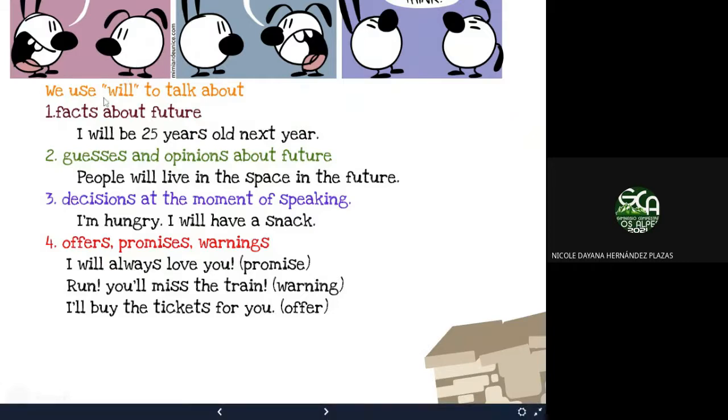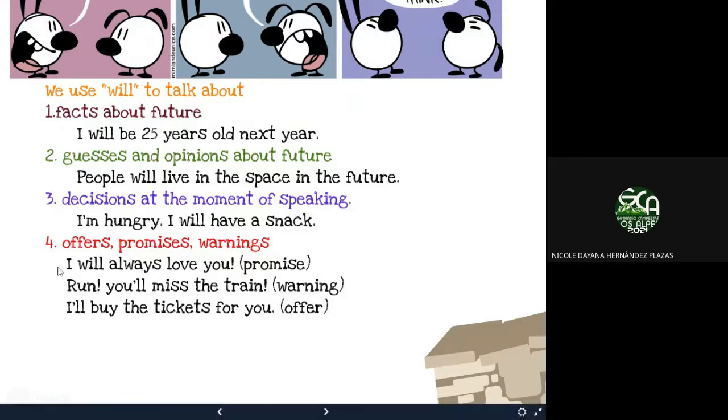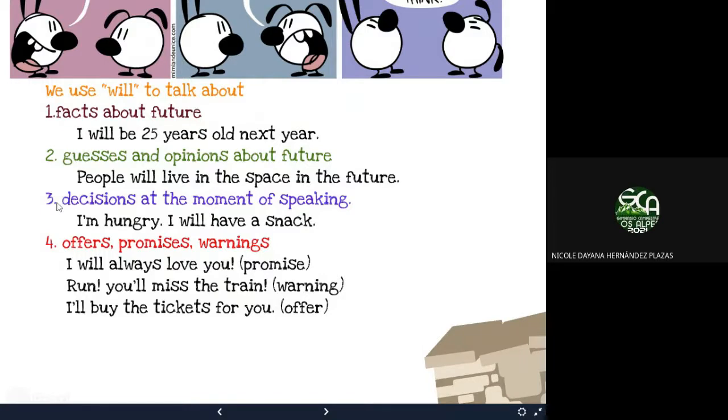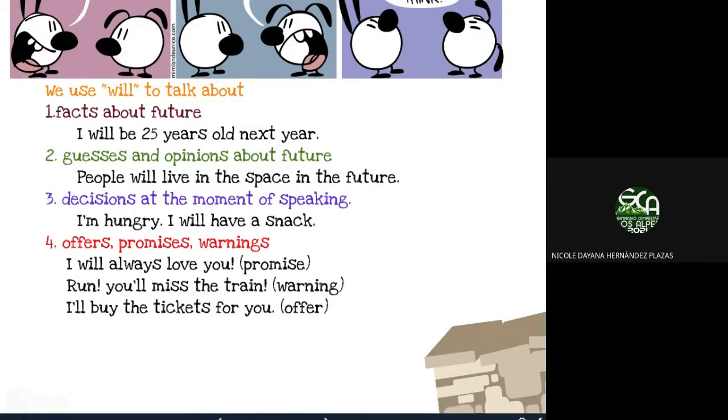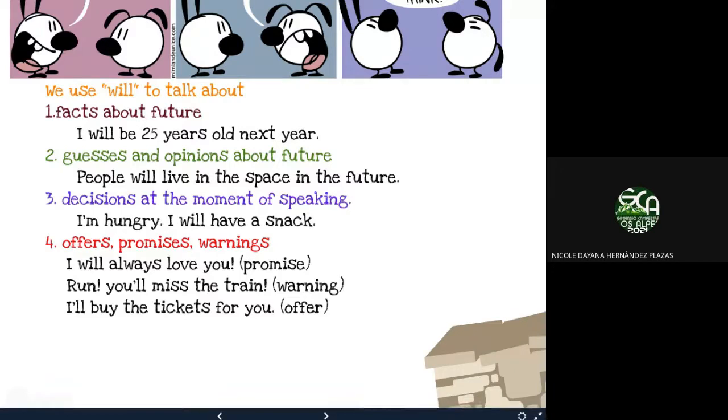Samuel, can you please help me reading this part, all of the uses? We use will to talk about: one, facts about the future. I'll be 25 years old next year. Two, guesses and opinions about the future. For example, people will live in the space in the future. Three, decisions at the moment of speaking. For example, I'm hungry, I will have a snack. Four, promises, threats and warnings. I will always love you. It's a promise. Thank you, Samuel.